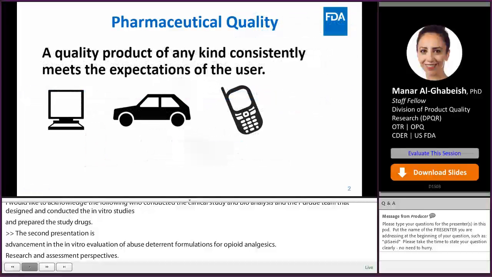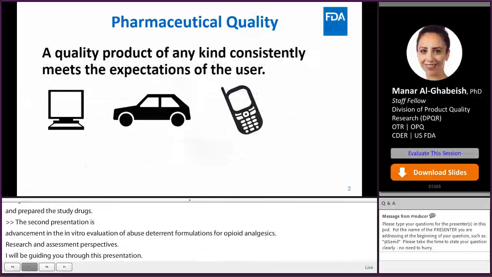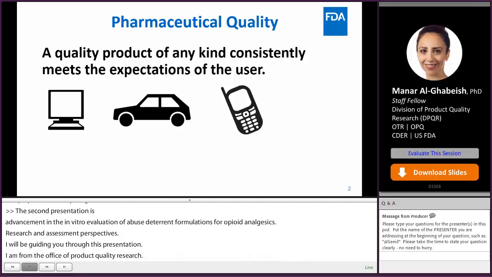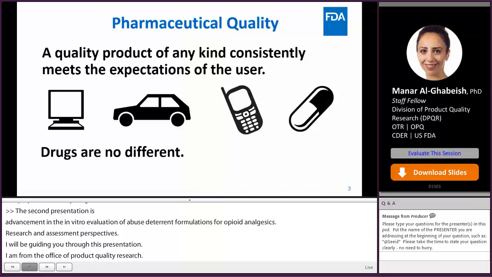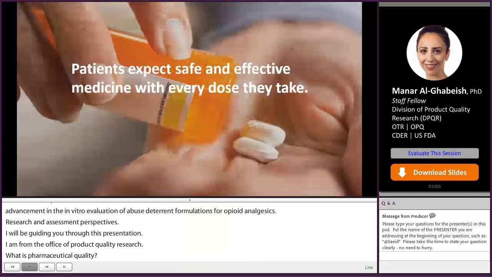What is pharmaceutical quality? A quality product of any kind constantly meets the expectations of the user. Drugs are no different. Patients expect safe and effective medicine with every dose they take.